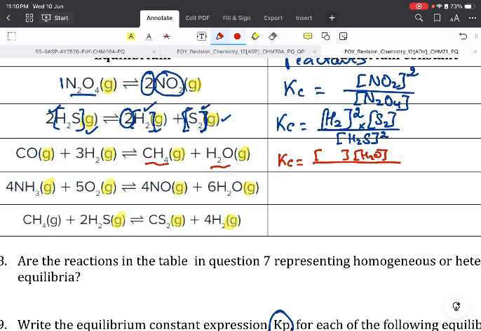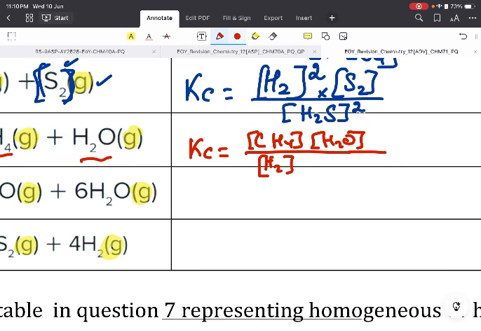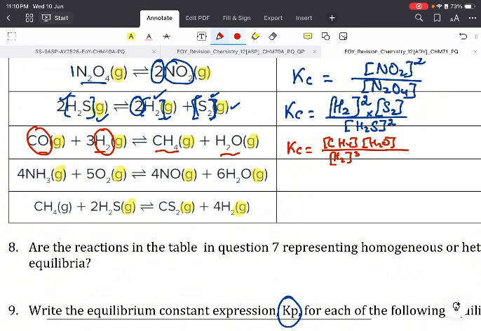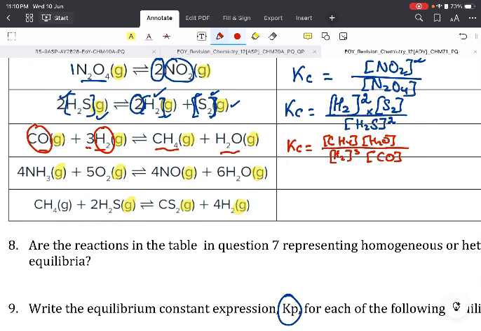They will be multiplied. I have H2O and CH4, and I have two reactants. So here it is H2 raised to the power of 3, which is the coefficient over here, multiplied by CO. Now for this one, Kc is equal to, I have two products. I'm gonna put them in brackets, NO and H2O.